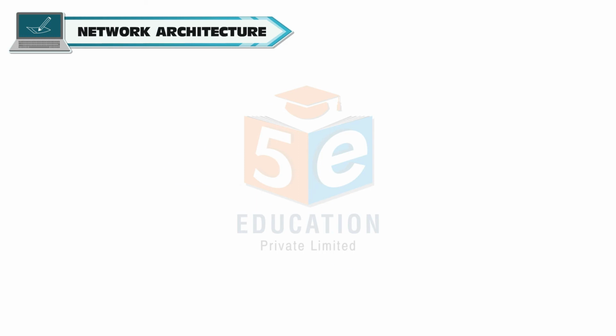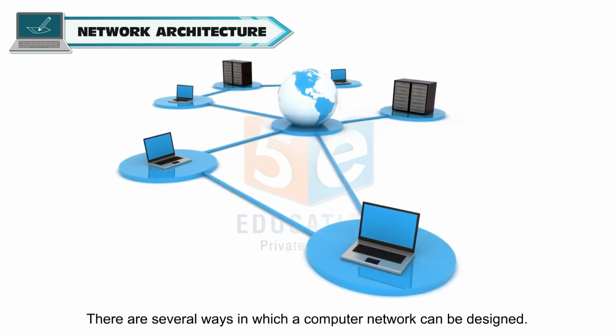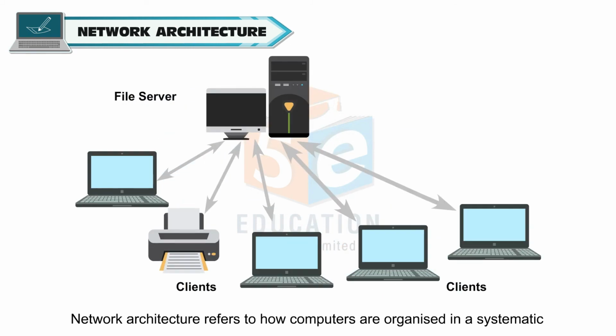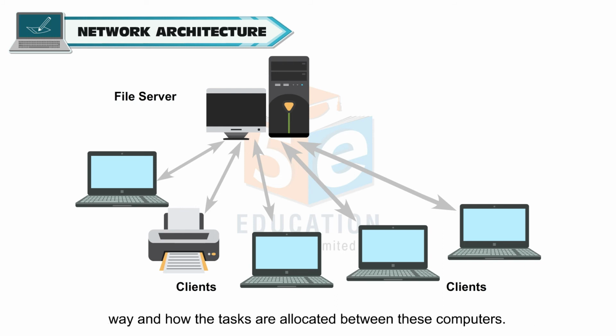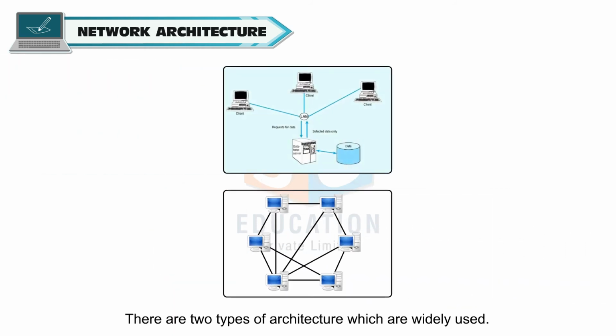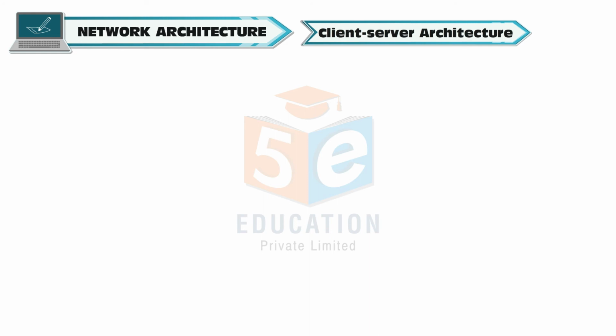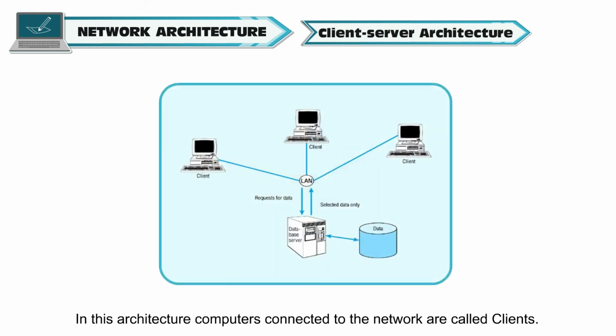Network architecture. There are several ways in which a computer network can be designed. Network architecture refers to how computers are organized in a systematic way and how the tasks are allocated between these computers. There are two types of architecture which are widely used. Client-server architecture. In this architecture, computers connected to the network are called clients. The clients send the request and the requests are processed by the server.